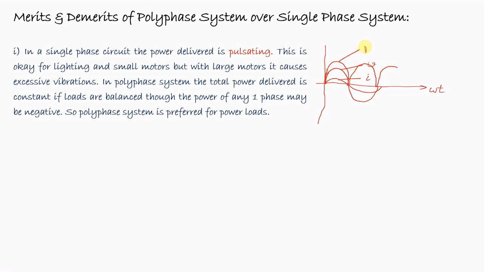Here we can see that the waveform of the power is continuously fluctuating. The magnitude of the power is continuously fluctuating. This type of power is considered as pulsating. The pulsating power can be used for the light loads and the small motors. But if we use the single phase pulsating power for the heavy motors, then due to excessive vibrations, there may be some mechanical damages.